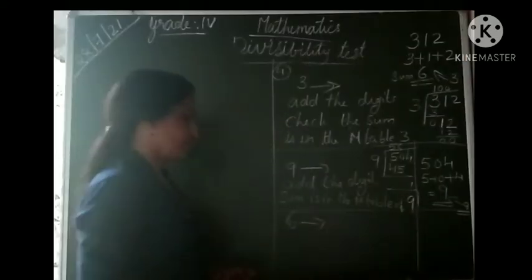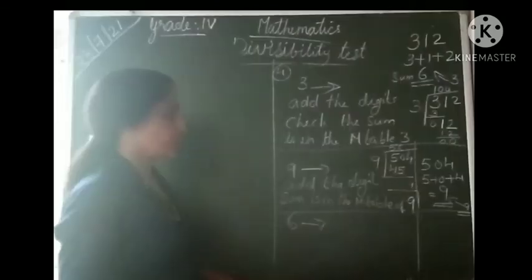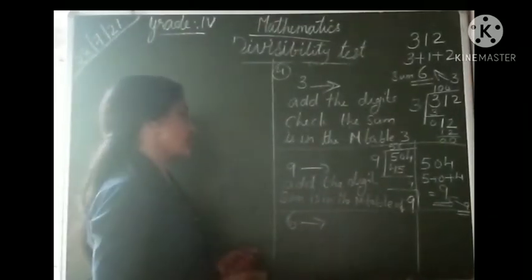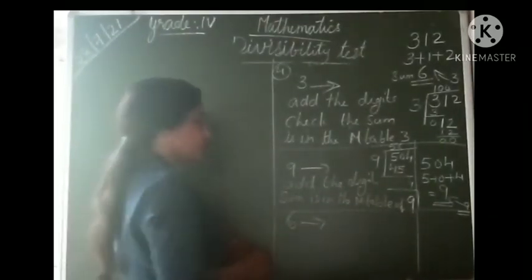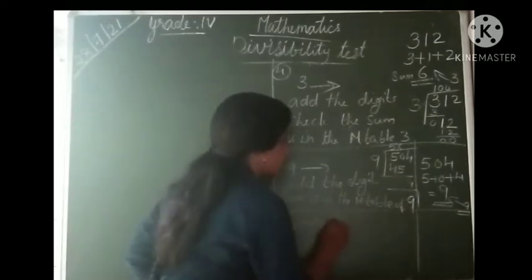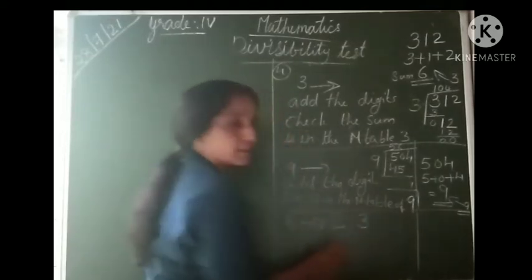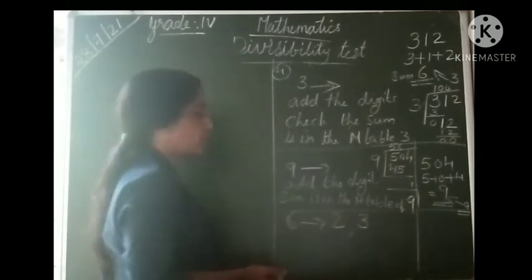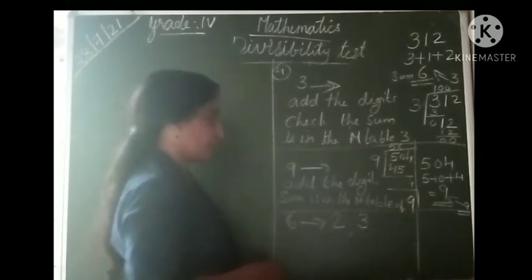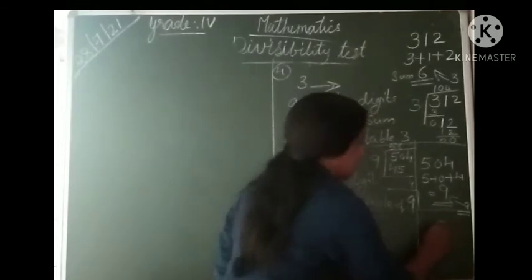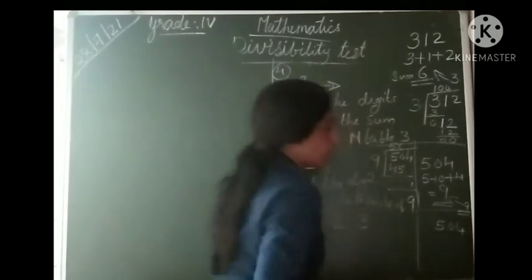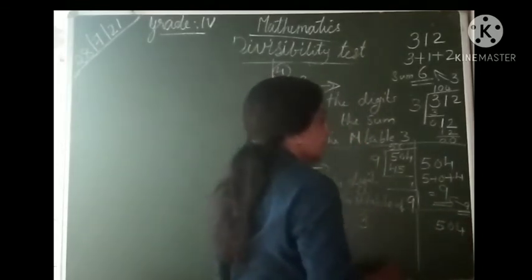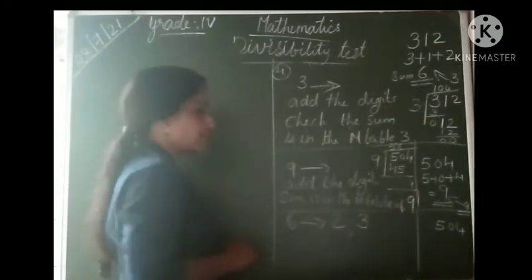Okay. Next, if you get a number, then we have to check whether that number is divisible by 6. The method is, if that number is divisible by both 2 and 3, then it is divisible by 6. Look, I got this number 504. Is this number divisible by 6?